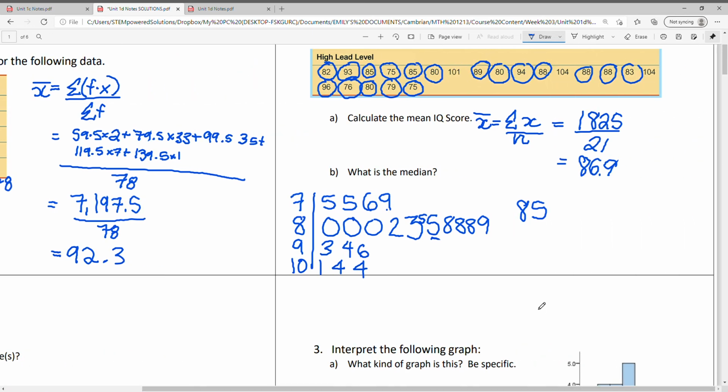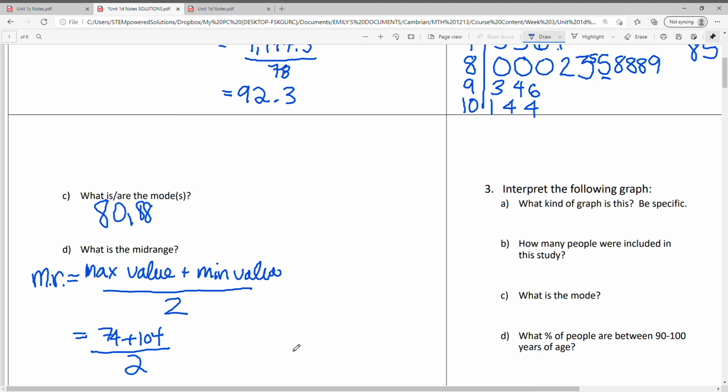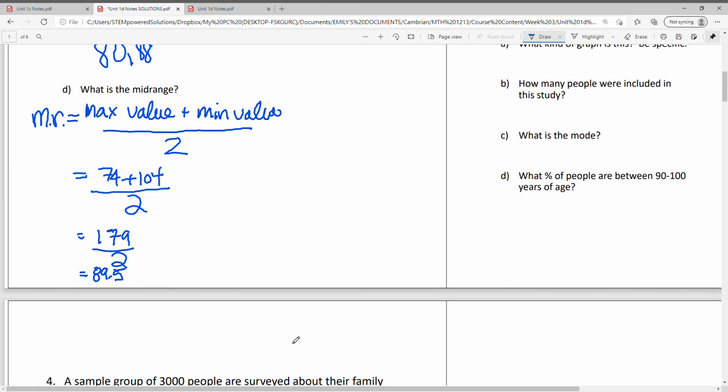So now that we're looking at measures of center, we can look at the mean. The mean was 86.9, the median was 85, the modes were 80 and 88, and the mid-range point was 89.5.